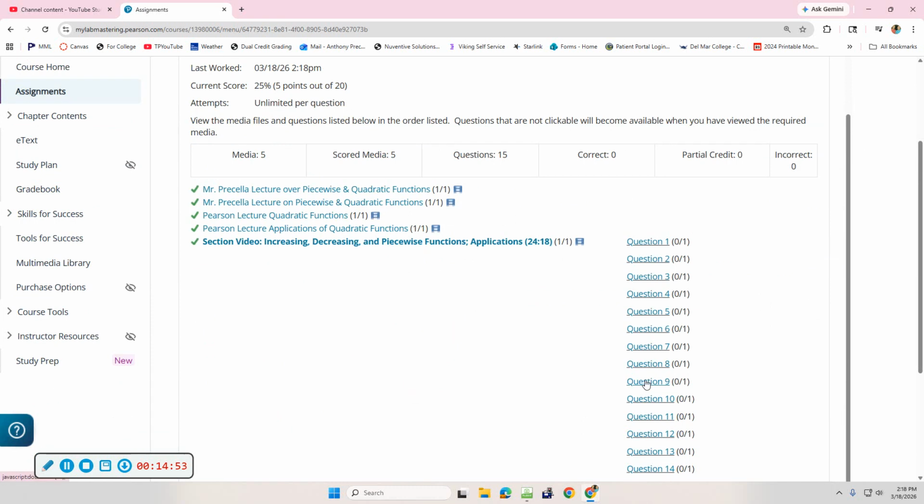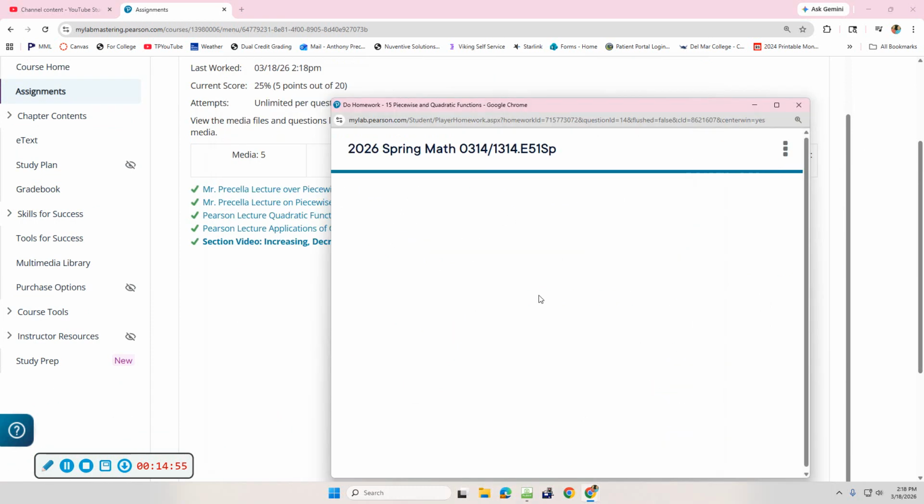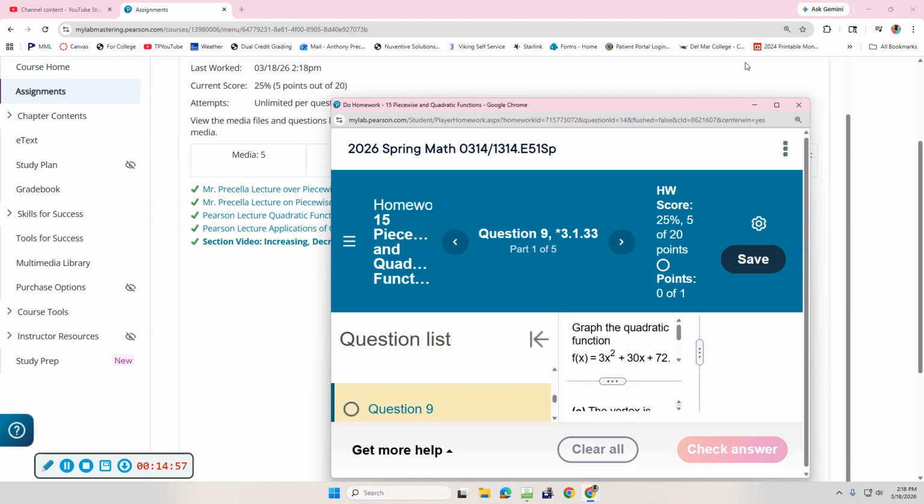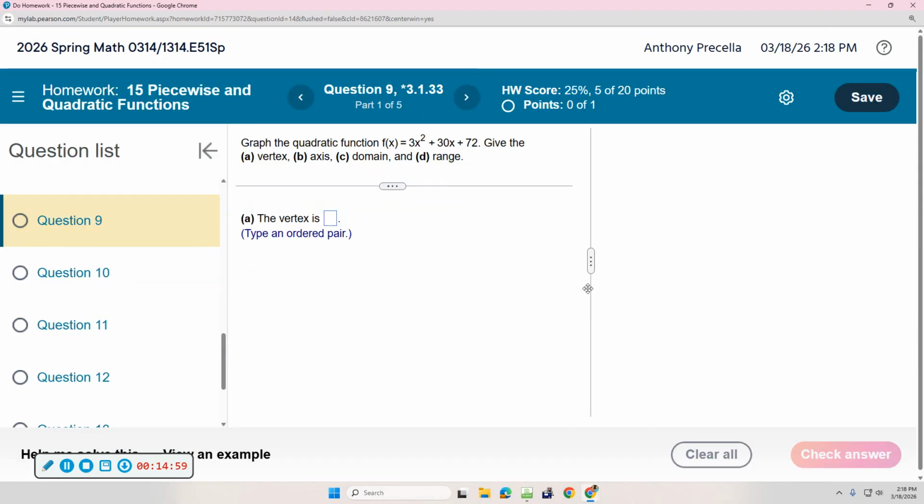We're going to start at number 9. We'll go back. Don't worry about the earlier problems. As I said, we're doing quadratic functions first, then we'll go back. They give us the quadratic function, f of x equals 3x squared plus 30x plus 72. They want us to find the vertex, axis, domain, and range, and draw the graph.